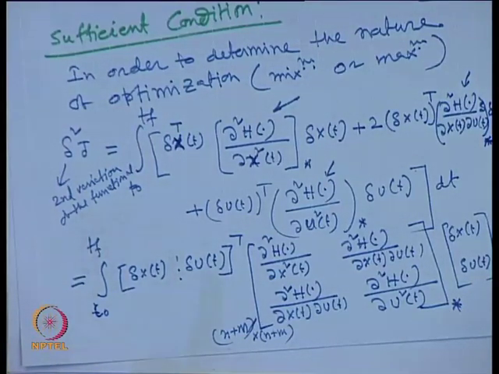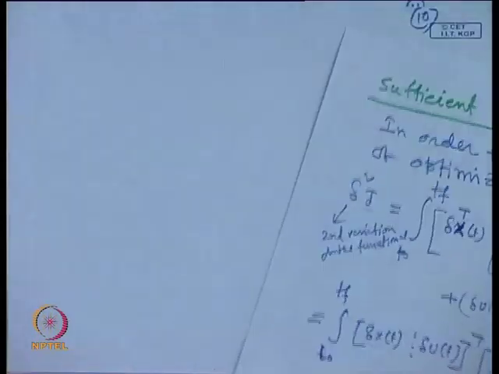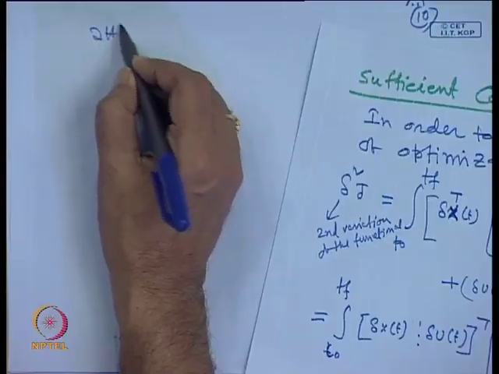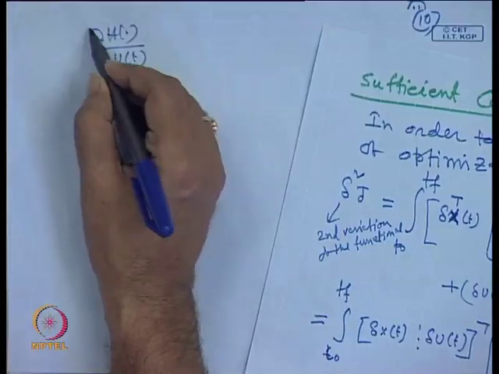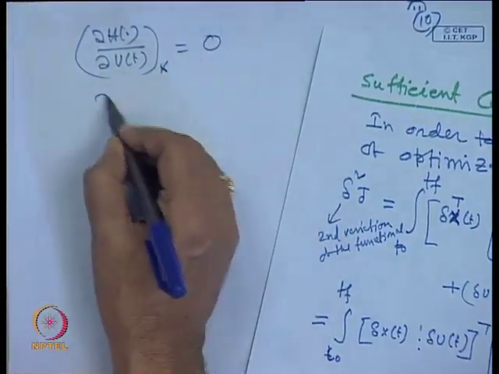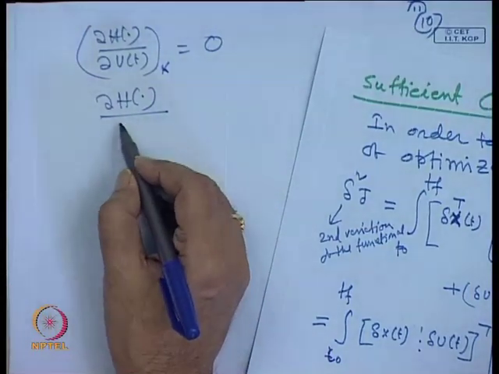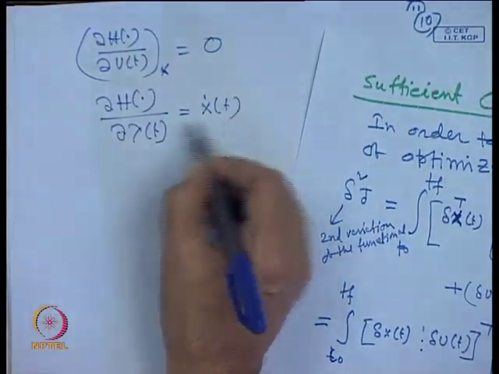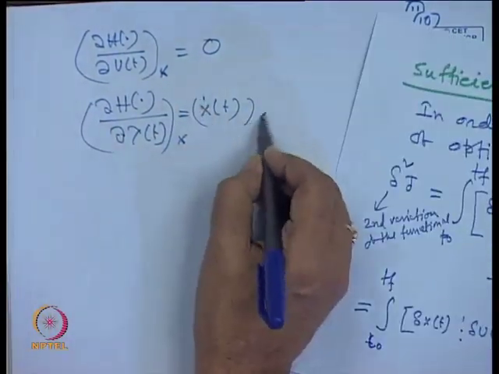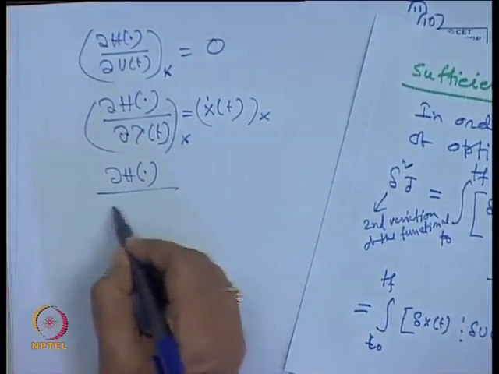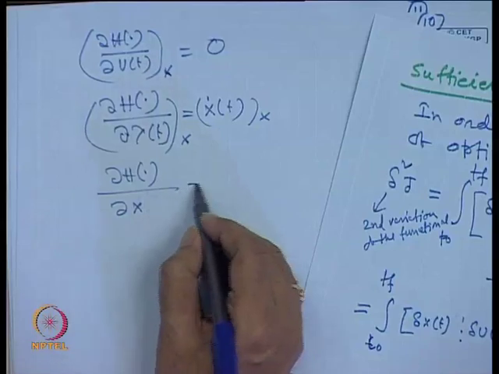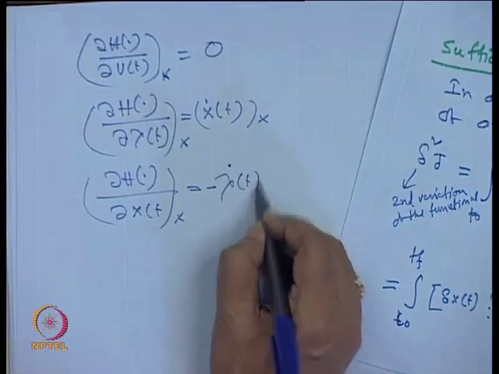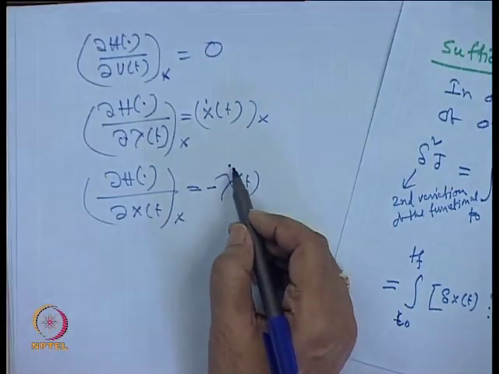That means you have to solve three equations. Del H del u is equal to 0. Then del H del lambda is equal to x dot of t, that you have to solve. And del H del x is equal to minus lambda dot star.